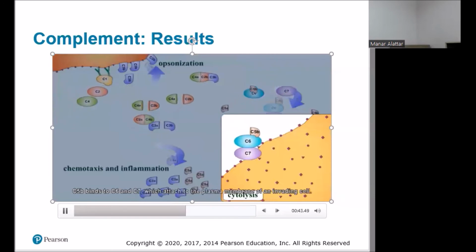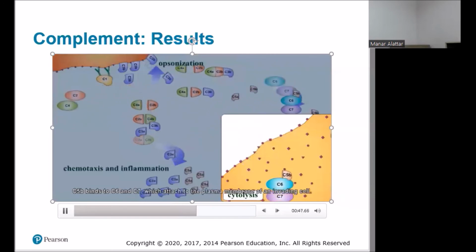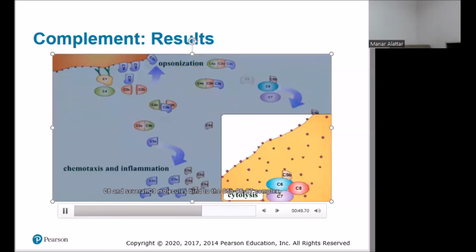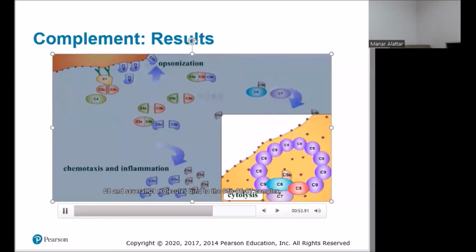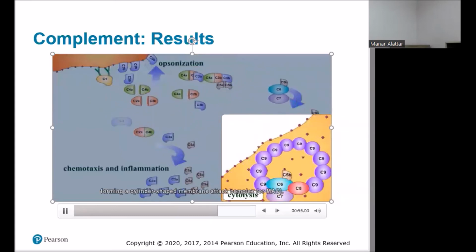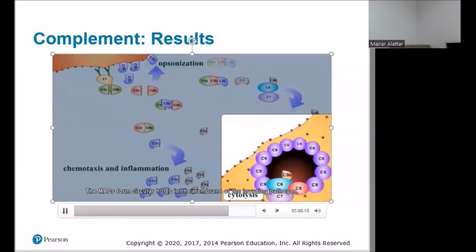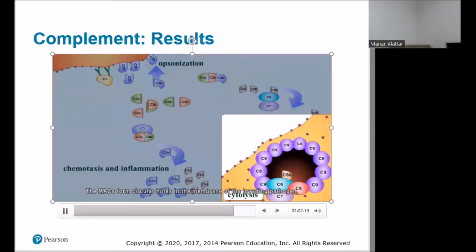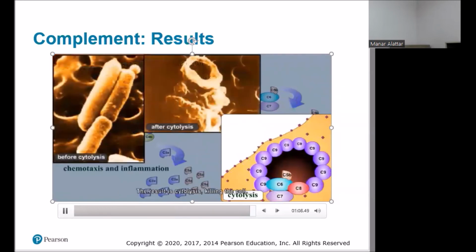C5b binds to C6 and C7, which attach to the plasma membrane of the invading cell. C8 and several C9 molecules bind to the C5b, C6, C7 complex, forming a cylinder-shaped membrane attack complex, or MAC. The MACs form circular holes in the membrane of the invading pathogen, causing water to enter the cell and ions to leave. This results in cytolysis, killing the cell.